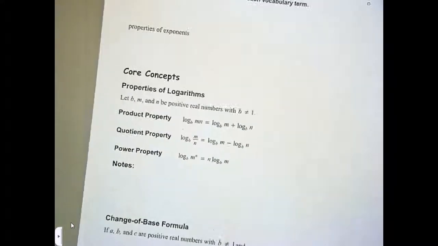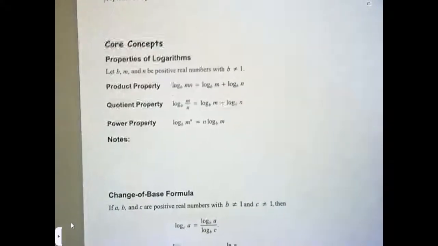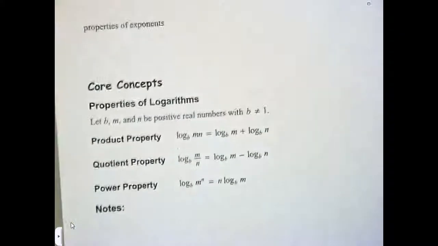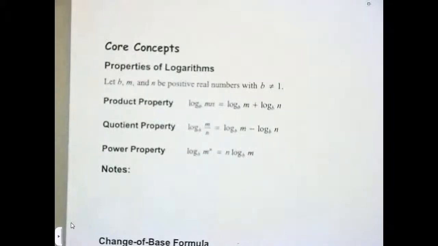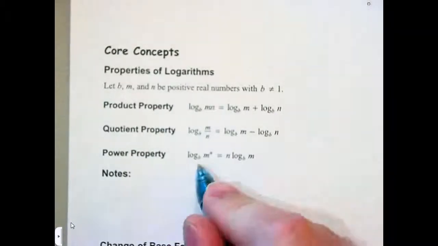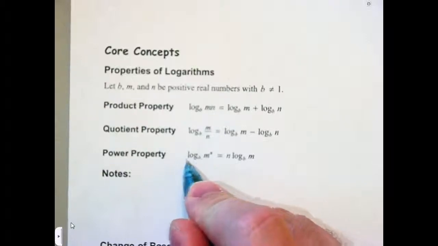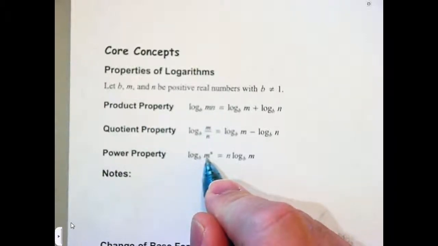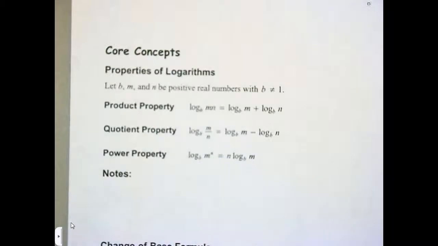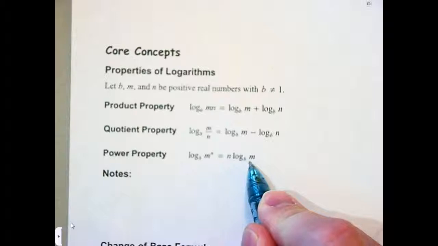I've already referenced one of these as we've been working through. There are three properties and then one formula we're going to talk about. First, the power property, which I've talked about a few different times. If you're taking a log base b of m and you have a power, you can move that power outside and get n log base b of m.